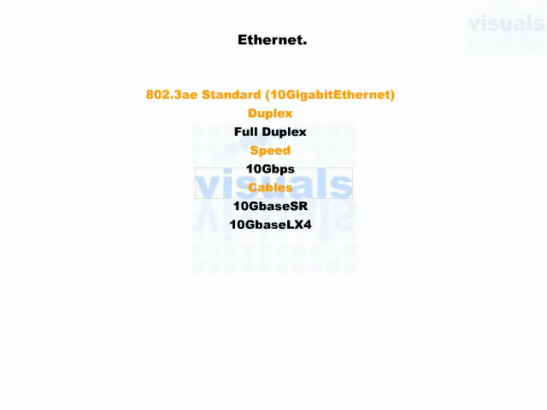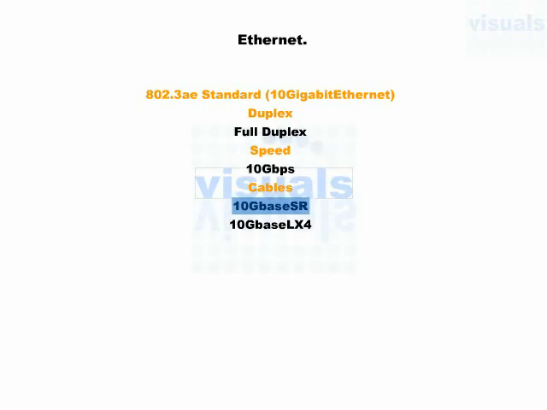Now 802.3ae standard does not support CSMA CD and half duplex. It supports full duplex only. Well, the data transmission rate is 10 Gbps for this standard. It uses these cables providing 10 Gbps data transmission rate.